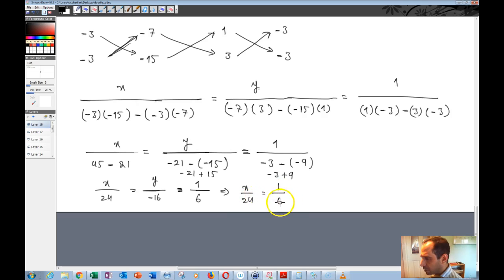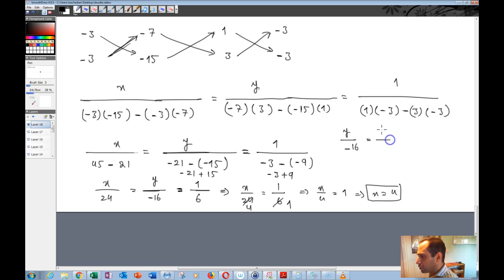Divide both the denominators by 6, you will get 1 and 4. That means that x divided by 4 is equal to 1, so that means that x is equal to 4. And then y divided by negative 16 is equal to 1 over 6. So divide by 2 here, you will get a 3. Divide by 2, you will get an 8. So that means that y over negative 8 is equal to 1/3. So that means that 3y is equal to negative 8, and y is equal to negative 8/3.